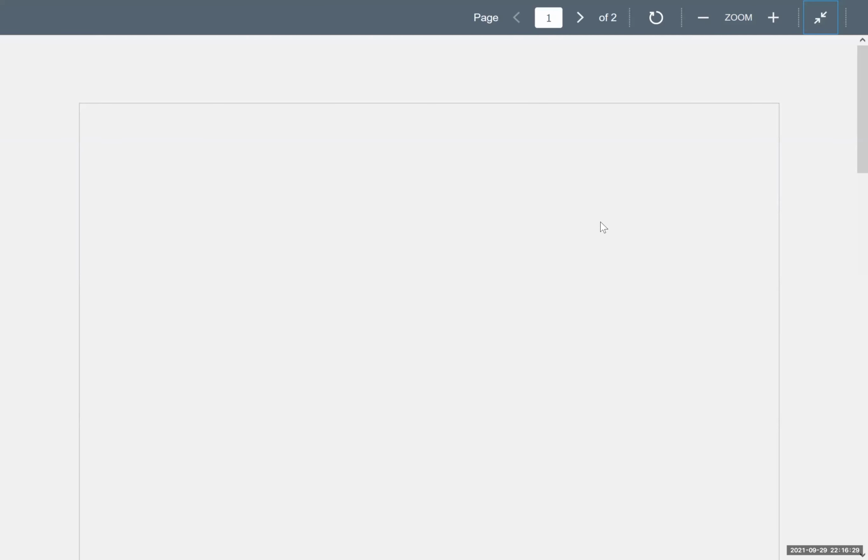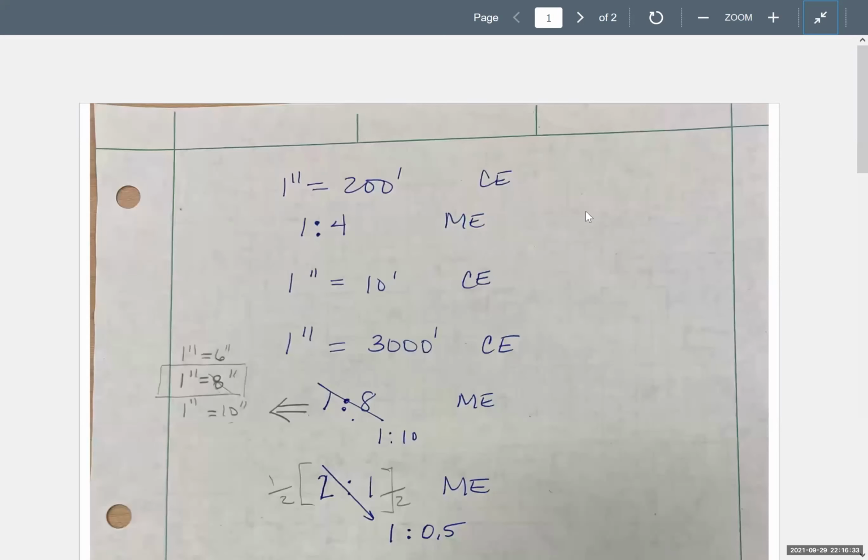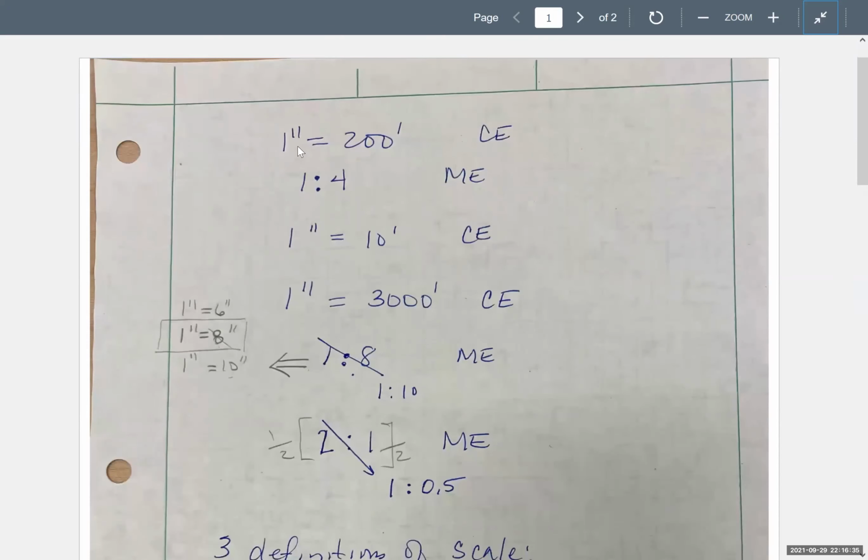Okay, so what did we do? Let's see. Okay, so we started out with, I gave you some examples. This we know is civil engineering because, well, actually, where are we? Jason? Yeah. Okay, so why is this a civil engineering scale? Because we're using feet. Great. Why is this one a mechanical engineering scale?